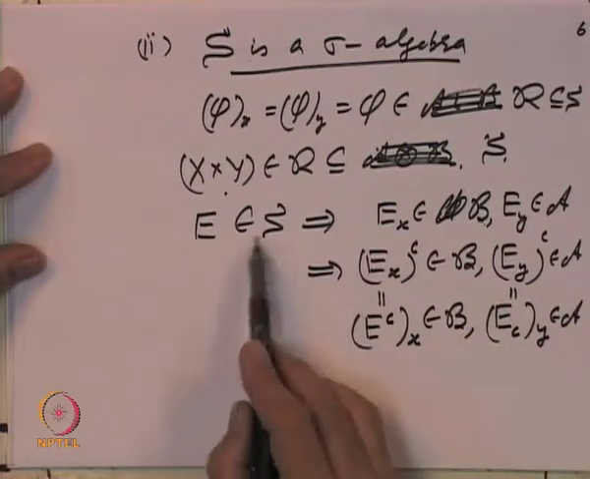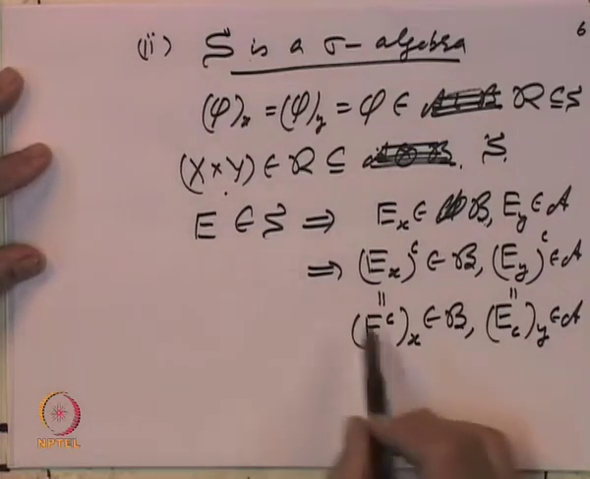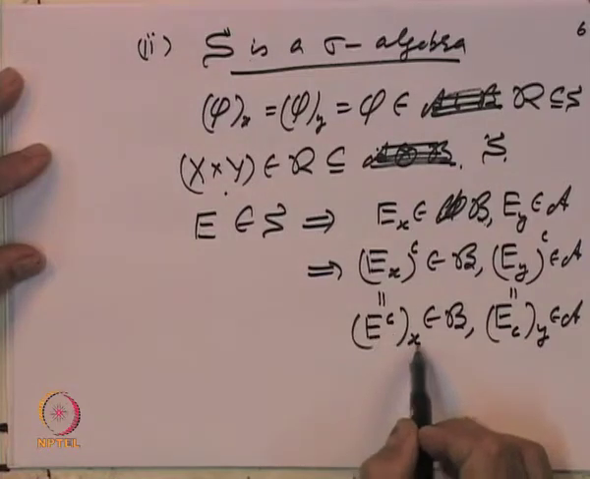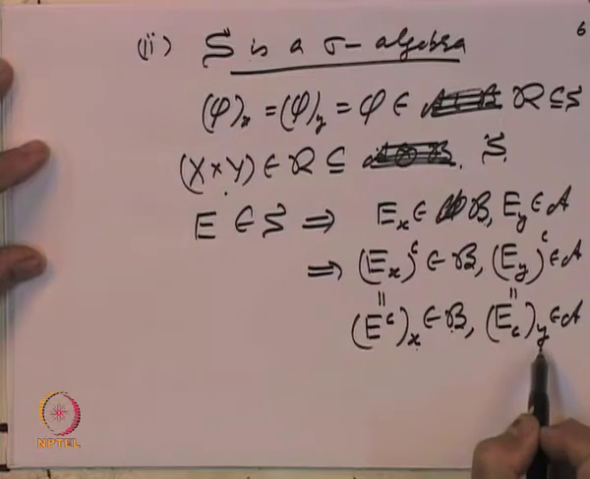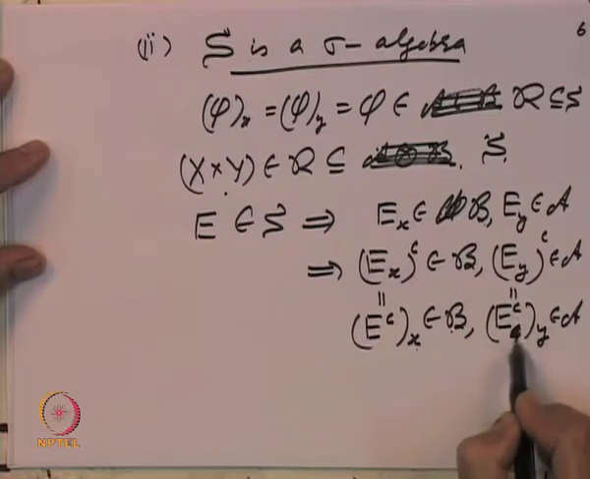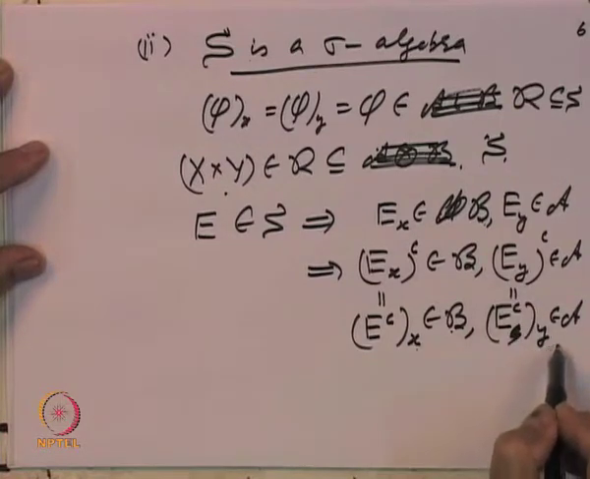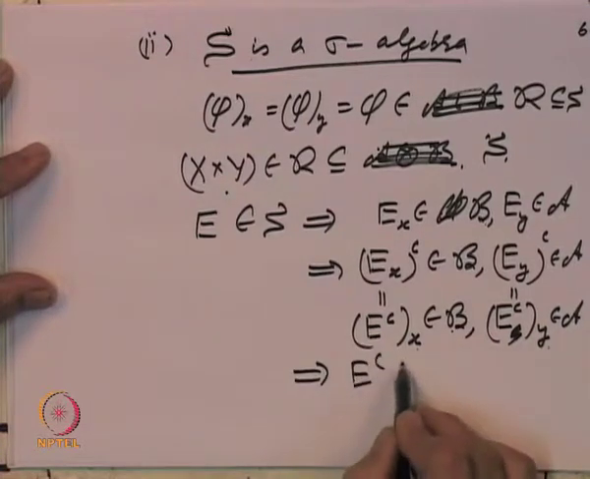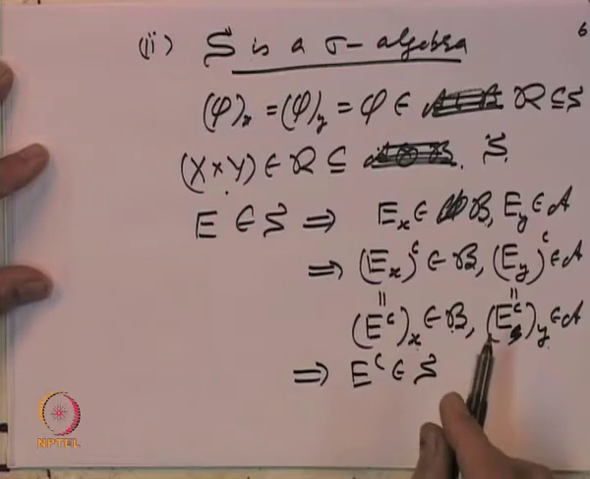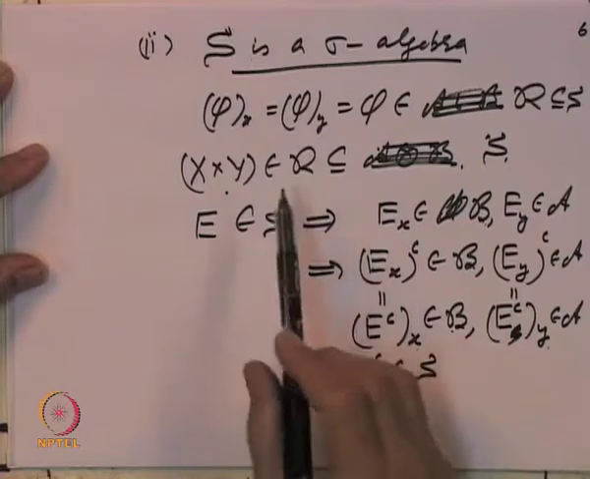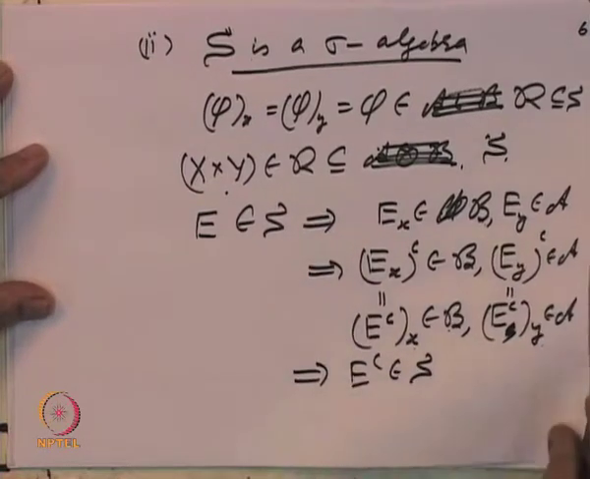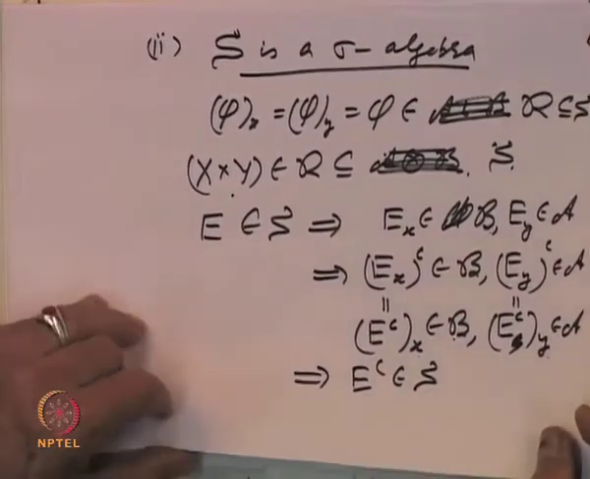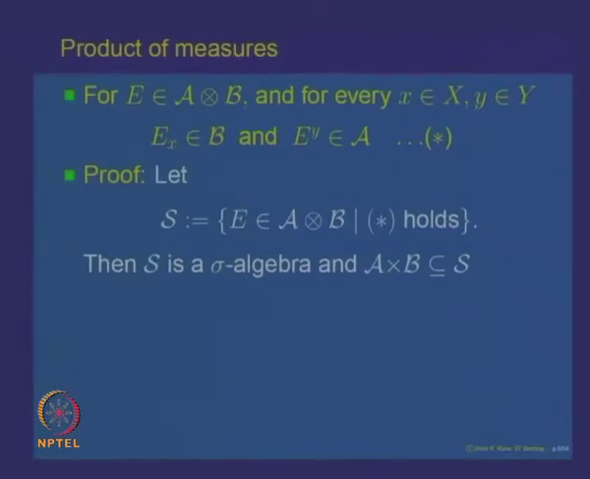So, for every set E in S, if I look at the set E complement, its section at x belongs to B and its section at y belongs to A. So that implies that E complement also belongs to S. So S is closed under taking complements, and finally, to show it is a sigma algebra, I have to show it is also closed under countable unions.